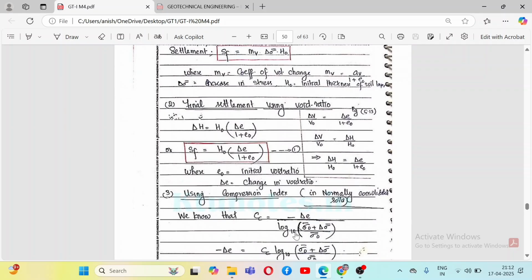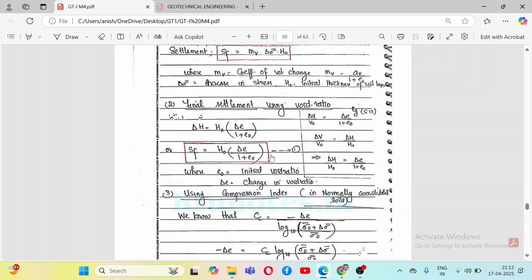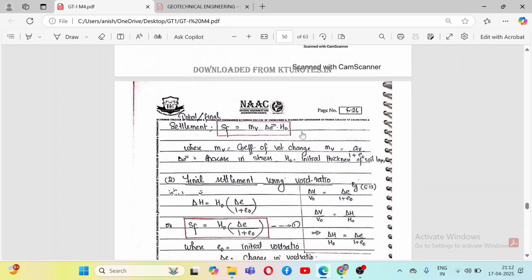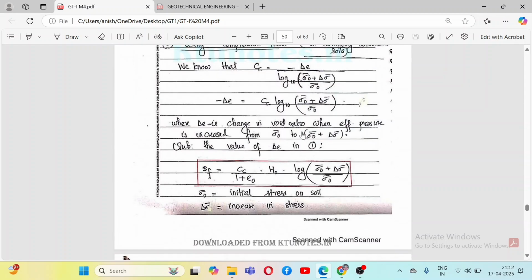Final settlement using void ratio. We take delta H is equal to H naught multiplied by the change in void ratio divided by 1 plus the original void ratio. You can rewrite this as SF = H naught into delta e by 1 plus e naught, where e naught is the initial void ratio and delta e is the change in void ratio. This is one of the important equations we have to remember for the problems. So this is final settlement using void ratio.